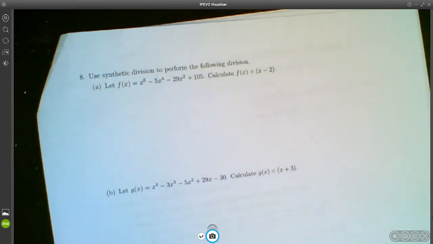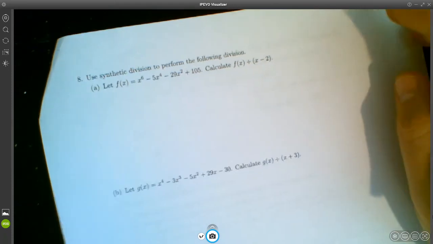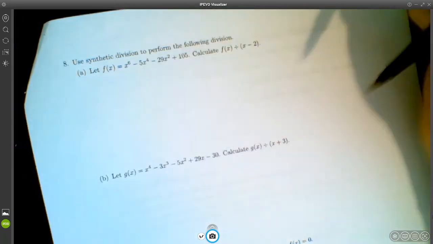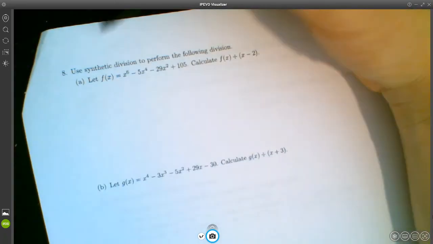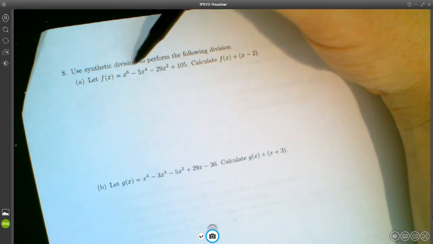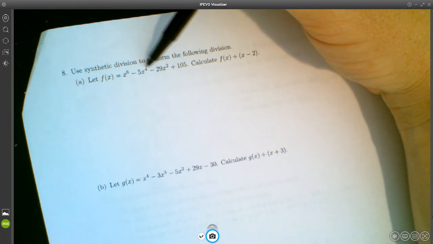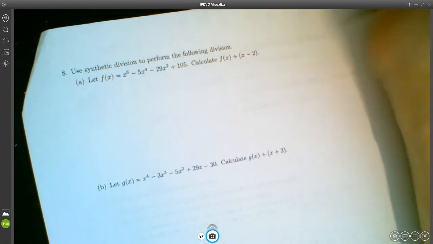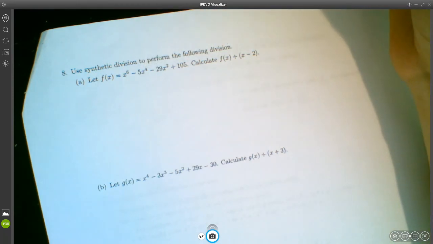Let me just give you a little bit more practice with synthetic division. I'll walk you through another one, and then I'll let you try out part B on your own. It says, use synthetic division to perform the following division. Let f of x equal x to the 6th minus 5x to the 4th, and so on. Calculate f of x divided by x minus 2.